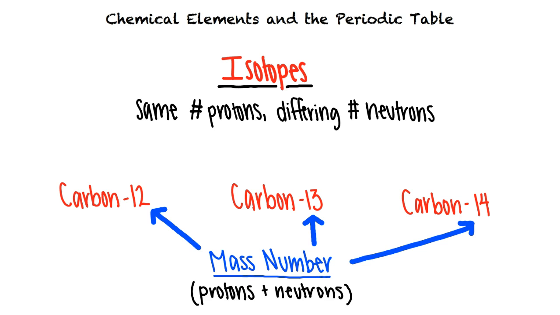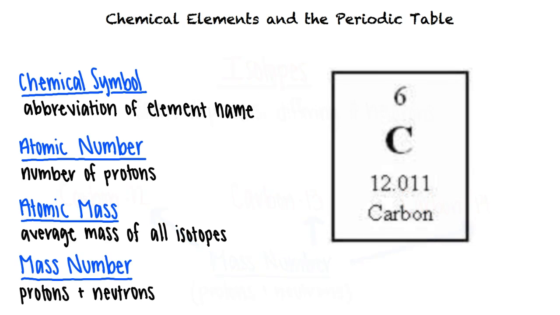Since every carbon atom has 6 protons, we can subtract 6 from the mass numbers to find the number of neutrons in each isotope. So carbon-12 has 6 neutrons, carbon-13 has 7 neutrons, and carbon-14 has 8 neutrons. The average atomic mass listed in the periodic table for carbon is 12.011, which tells us the most common isotope of carbon is carbon-12, because 12.011 is much closer to 12 than to 13 or 14.